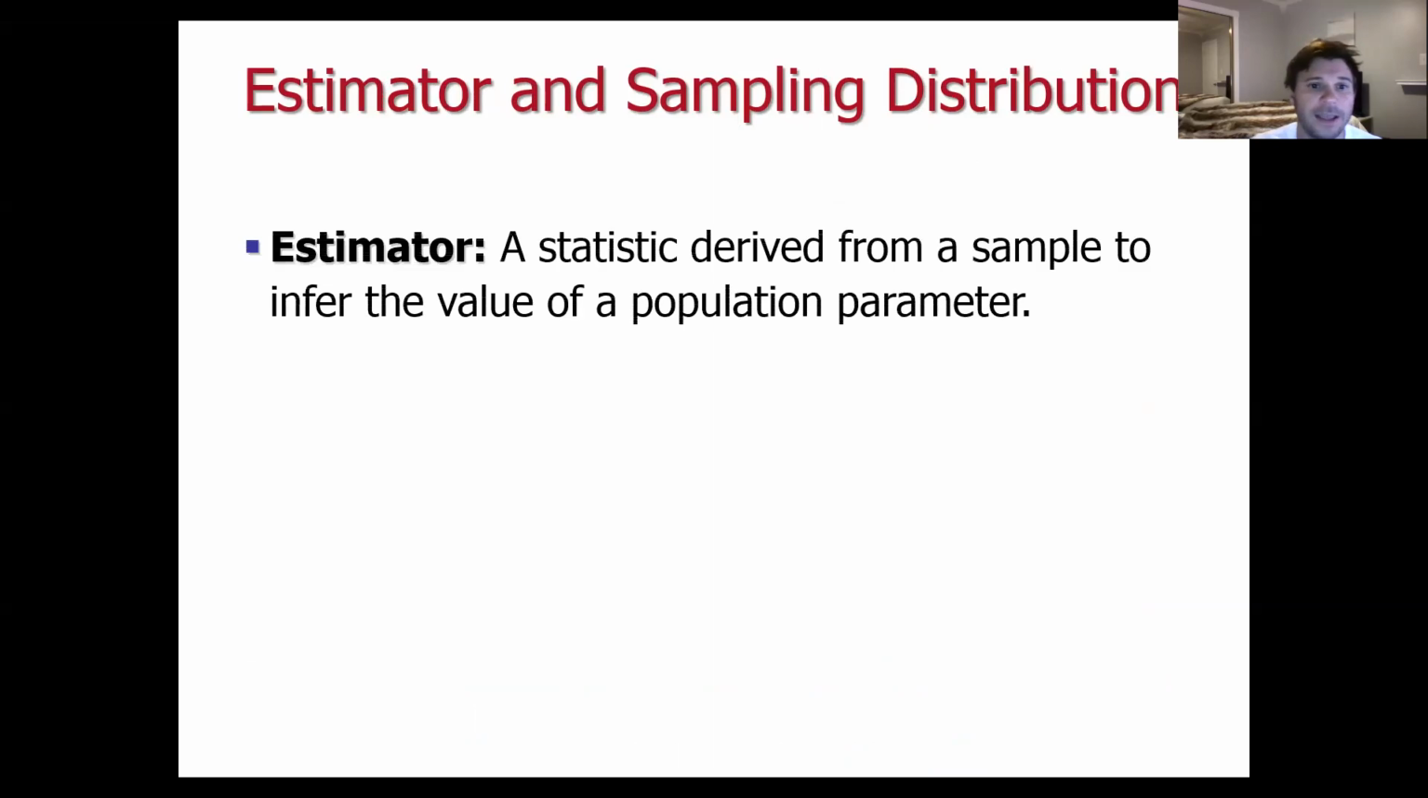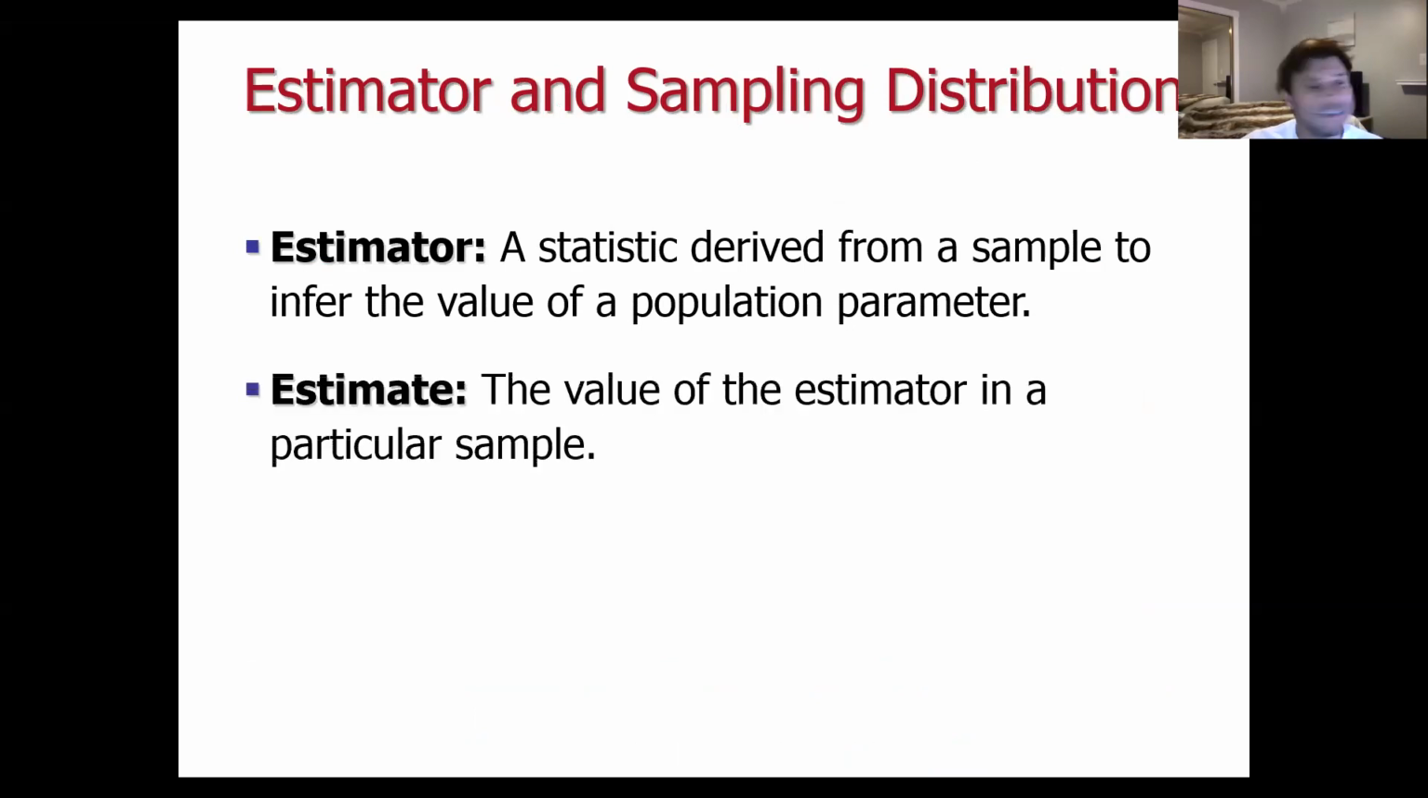Now, just a little bit of terminology here. An estimator is a type of statistic derived from a sample in an attempt to make our best guess about what the true value is of a population parameter. The estimate is a particular value of the estimator, which again is going to depend on the sample data that was drawn.